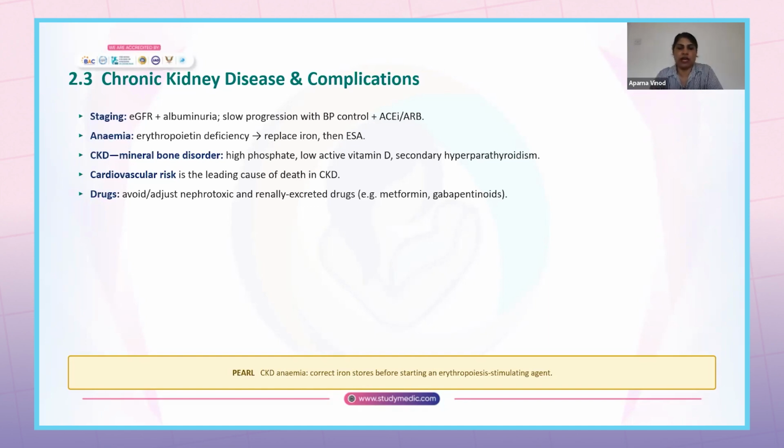And because of the low calcium, you will have secondary hyperparathyroidism. Now, you would tend to think that the person with CKD might die of CKD, but actually it is a cardiovascular problem which is a leading cause of death in CKD.